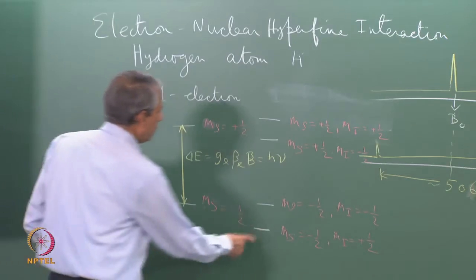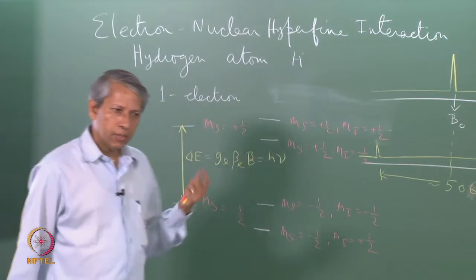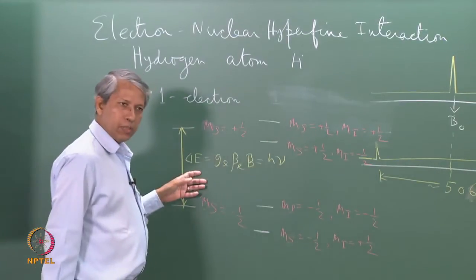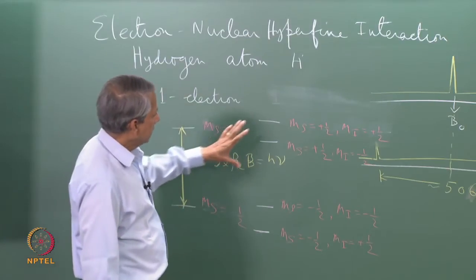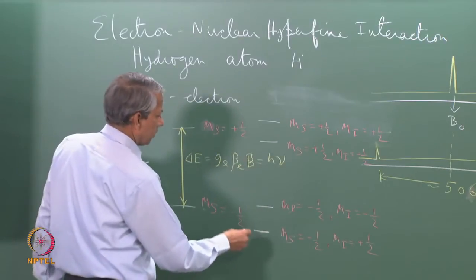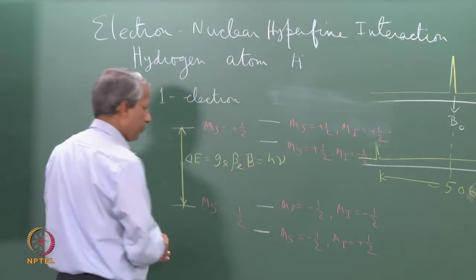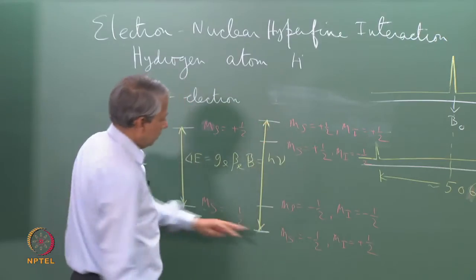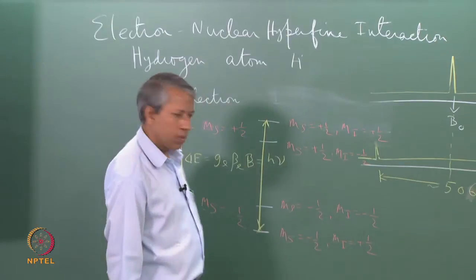Now, there are four variables now, where earlier we had two. In EPR spectroscopy, it is the electron spin which changes, nuclear spin does not. In NMR spectroscopy, it is the nuclear spin that changes, not the electron spin. So, here if you draw the line correspondingly without flipping the nuclear spin, you see that one transition will go from here to there, m s equal to minus half to plus half, m I remains plus half and plus half.